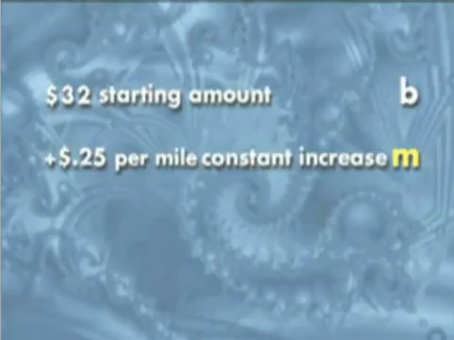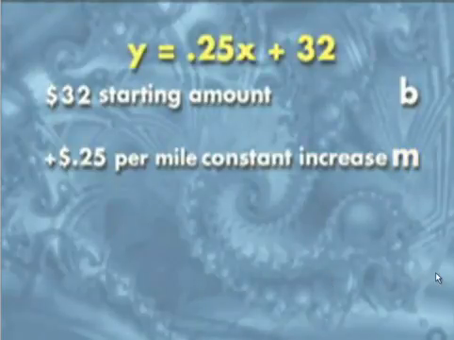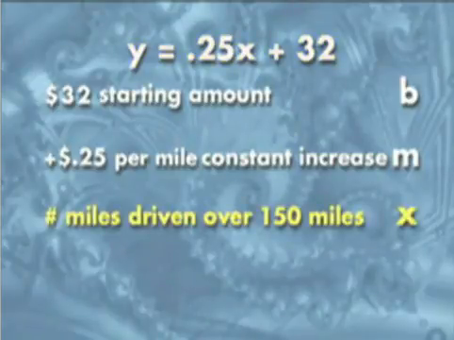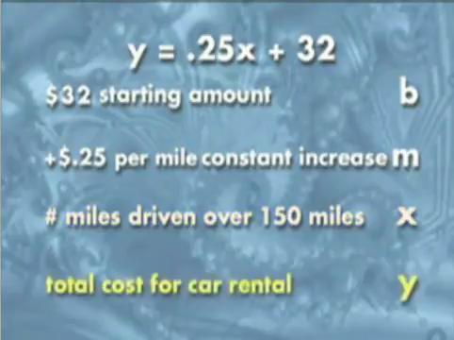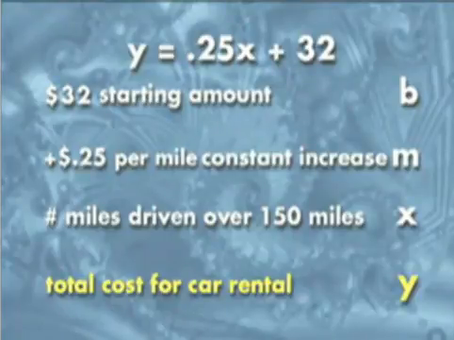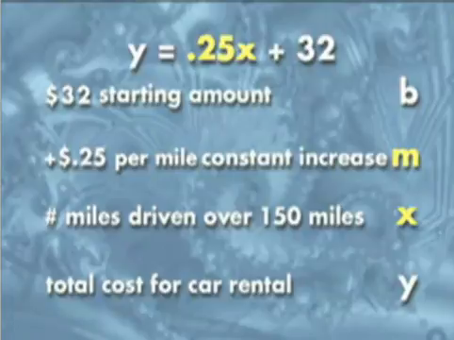Therefore, the equation y equals 0.25x plus 32 describes the situation, where x is the number of miles driven over 150, and y is the total cost for the car rental. The slope-intercept form equation tells us that y, the total cost of renting the car, is equal to 25 cents for every mile driven over 150 miles, plus the starting amount of $32 for the car and the first 150 miles.